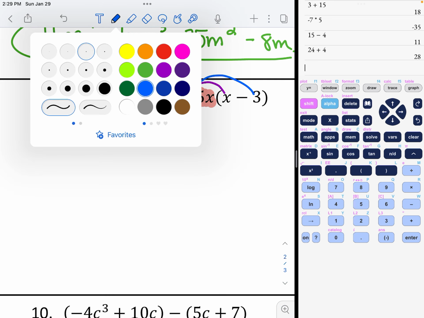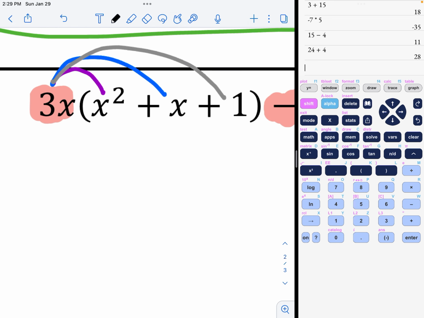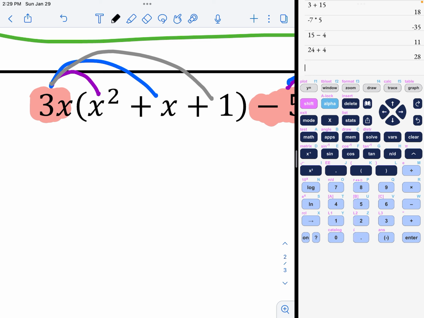So I'm going to get the black pen back. I'm going to zoom in. So this x squared that I'm going to highlight in purple needs to be multiplied with the outside 3x.